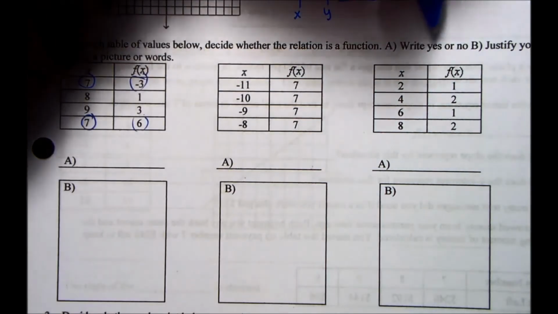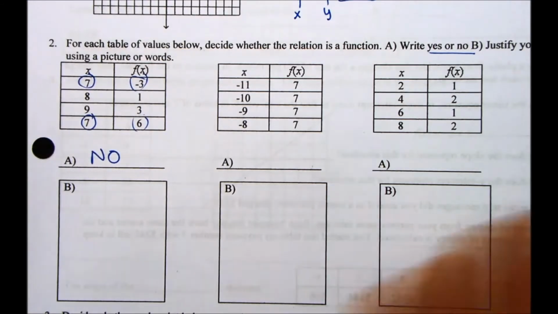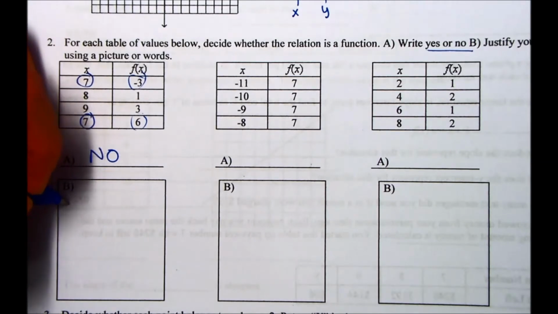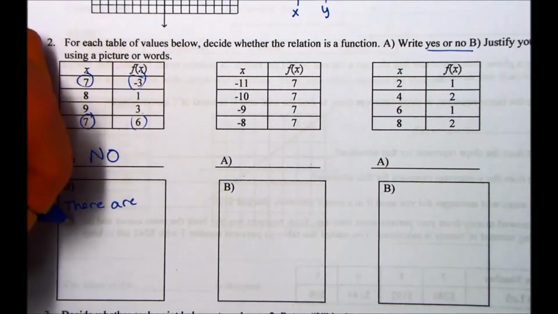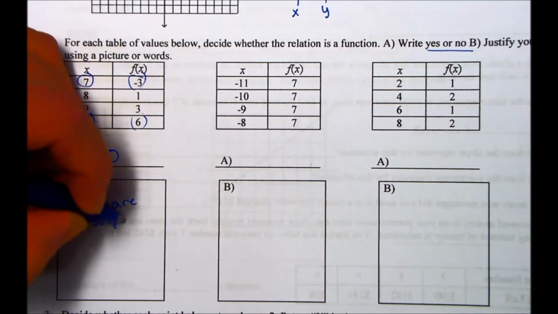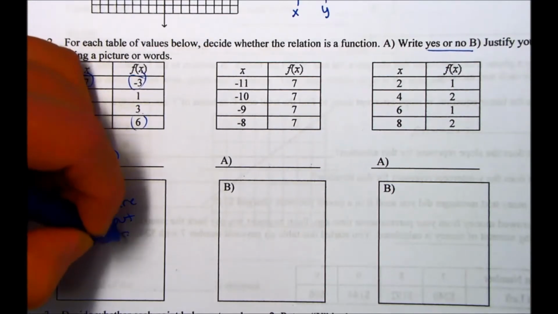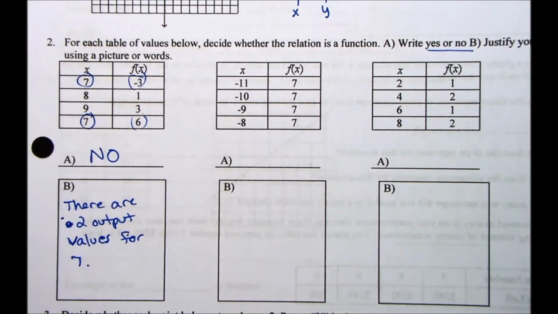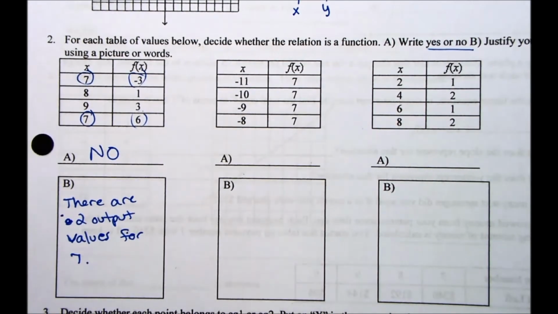So in the directions it just says write yes or no. So we're going to say no, it's not a function, but we have to justify our answer using pictures or words. I would prefer to use words, and again I would say there are 2 output values for 7. So there are 2 output values for 7, so it is not a function.